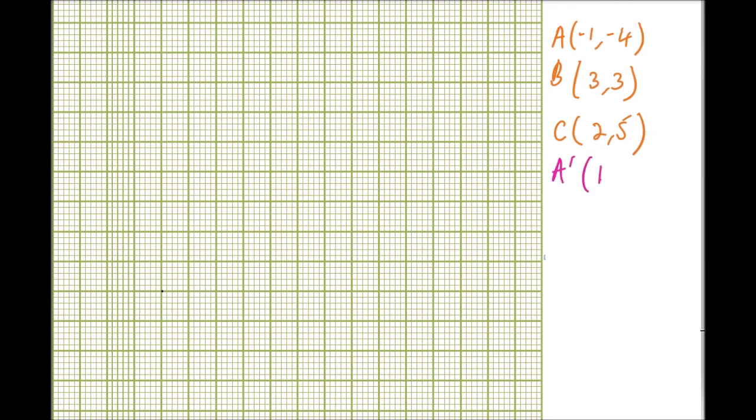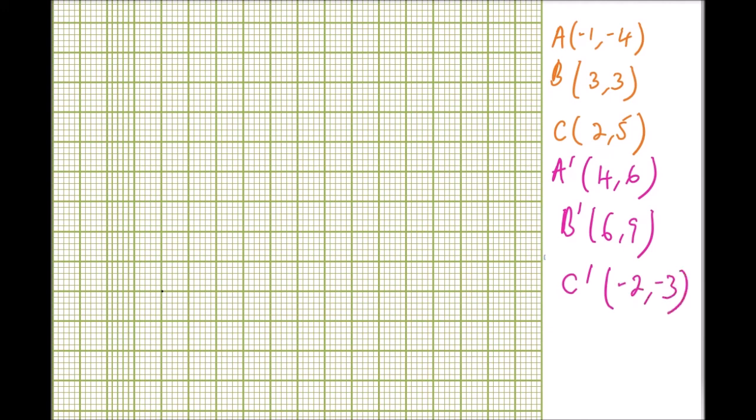So this is the Cartesian plane that I'm going to use. We already have our object, we already have our coordinates: A is (-1, -4), B is (3, 3), and C is (2, 5). From there we have our image: A prime is (4, 6), B prime is (6, 9), and C prime is (-2, -3).